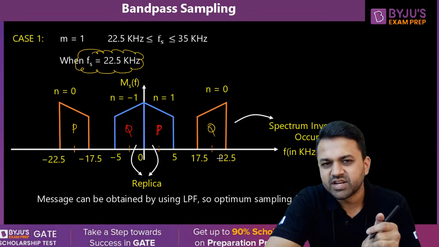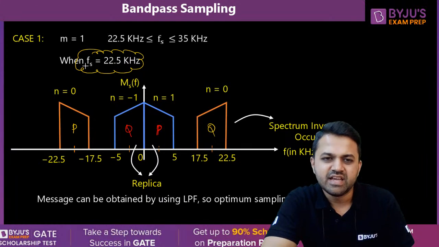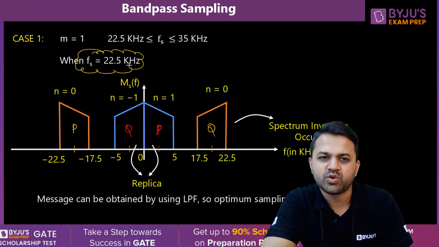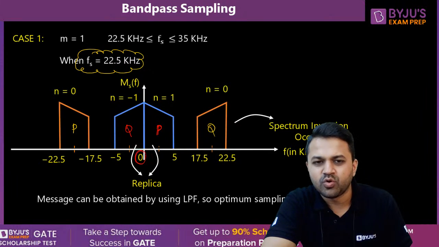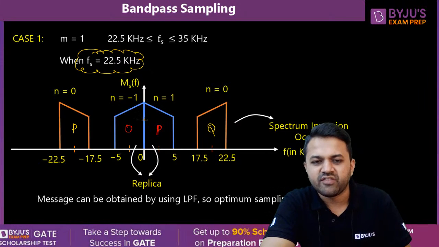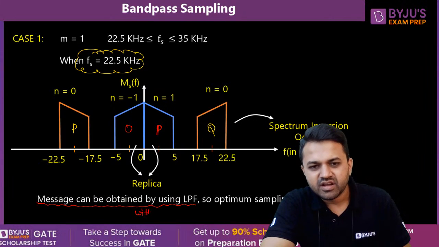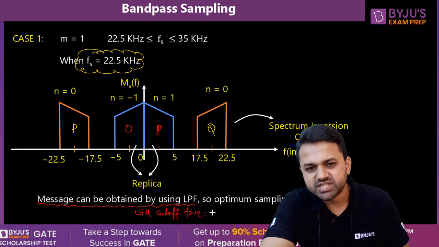Yes, we can further reduce it, then the 35. So as I said, when I take Fs equal to 22.5, this P and Q we are getting around 0. Now if I want to recover it, the message can be obtained by using a low pass filter with cutoff frequency of how much? Only 5 kilohertz.